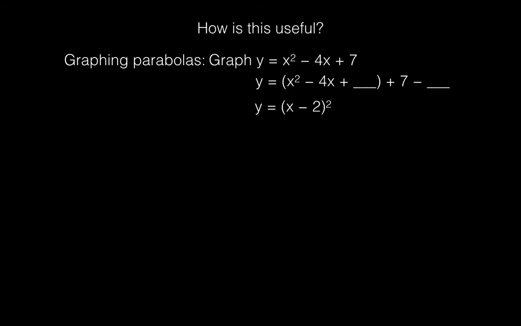Turning this to x minus 2, if you remember, take the 4, cut it in half. 2 squared turns into 4. If you put a 4 there, you put a 4 over there. Positive 7, negative 4 make positive 3.